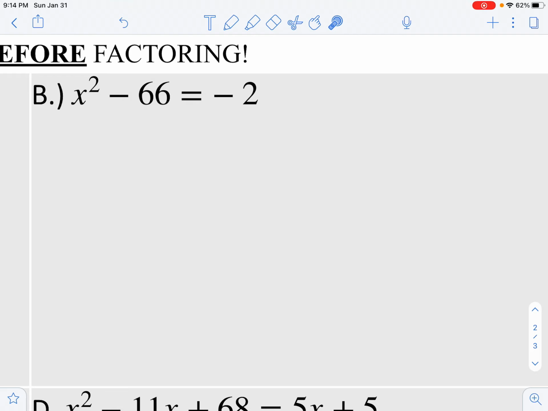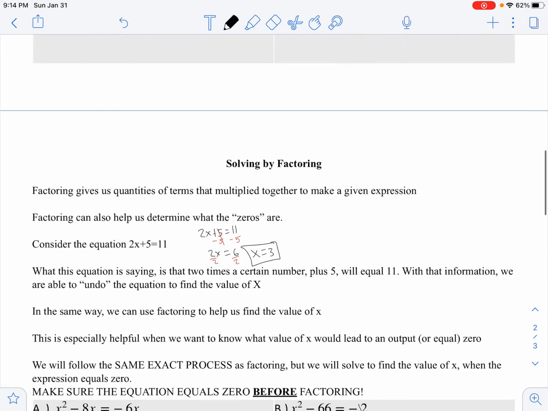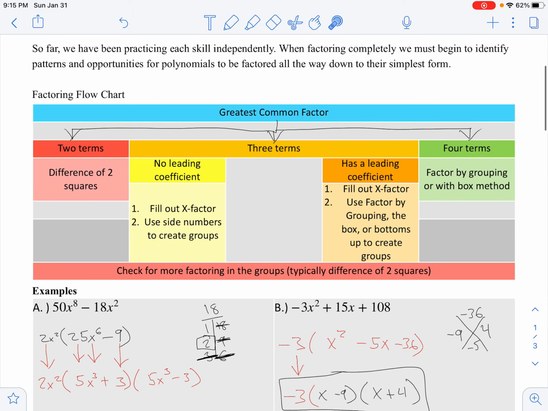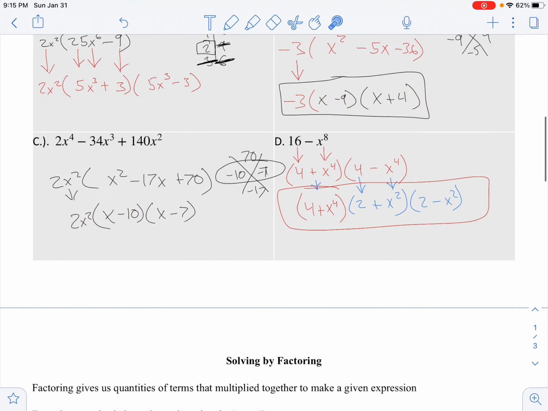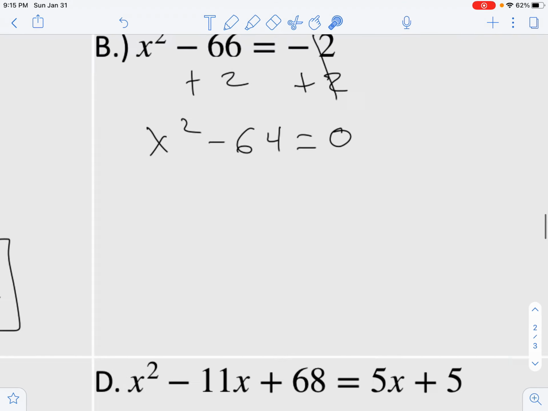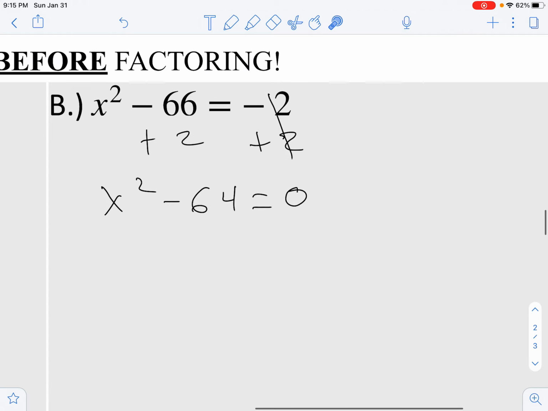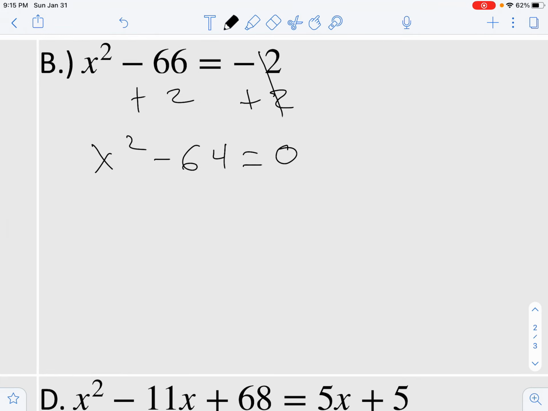x squared minus 66 equals negative 2. So the first thing I need to do is make sure this says equals 0. I'm going to do that by adding 2 to both sides. Now I can check for greatest common factor. There is not one. It has two terms, so I'm going to look for difference of squares. So there's no greatest common factor. Two terms, difference of squares. This is difference of squares.